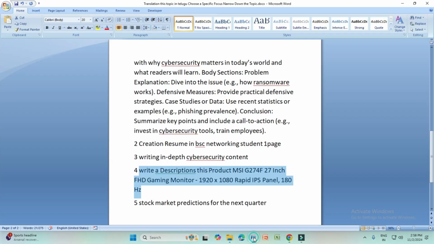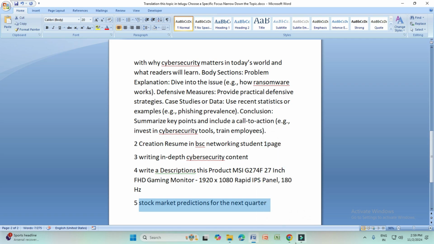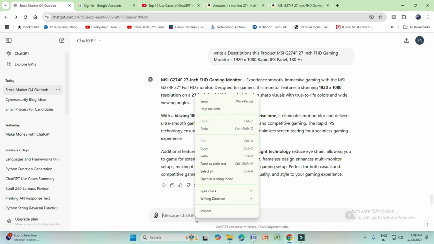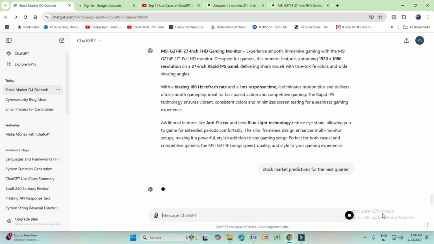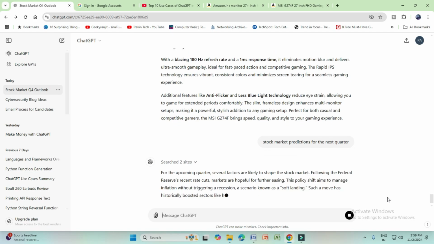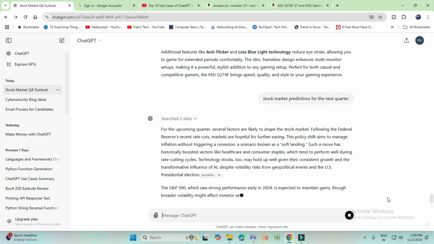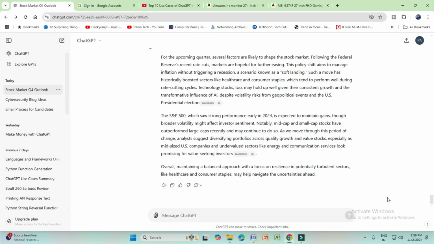After that, another function I will show you. Write a prediction for the next quarter in the stock market. I ask this question: stock market prediction for the next quarter, three months. You observe what prediction is given. The stock market prediction after three months, a quarter, is also given.